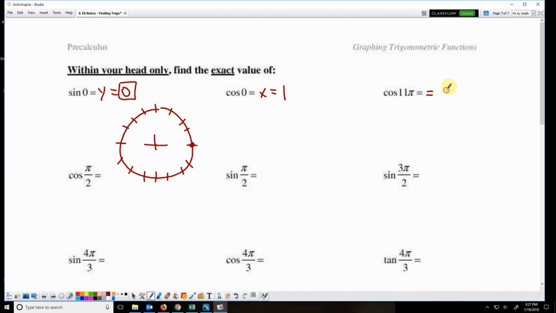Cosine 11 pi, cosine again is an x value. So we've got 1 pi, 2 pi, 3 pi, 4 pi. Notice all the odd numbers are falling right here, so this is 11 pi. And the x value is negative 1.